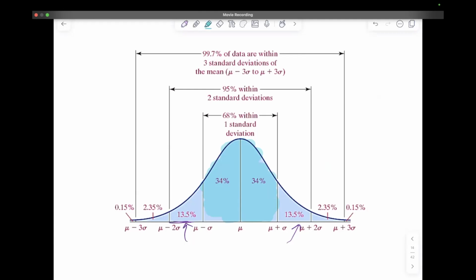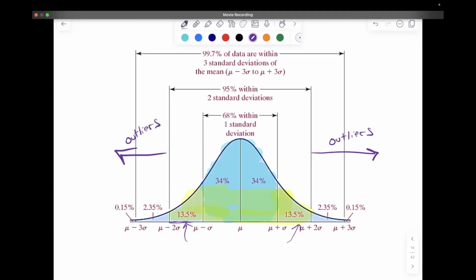So 95% of my data, I'm going to get a different highlighter color. 95% of my data is going to be within here. That's 95% of your data. So it includes that 68% plus 13.5% on either side. So within 2 standard deviations of our mean. And I'm going to remind you, anything out here or out here are outliers. So anything outside of that 95% are outliers.